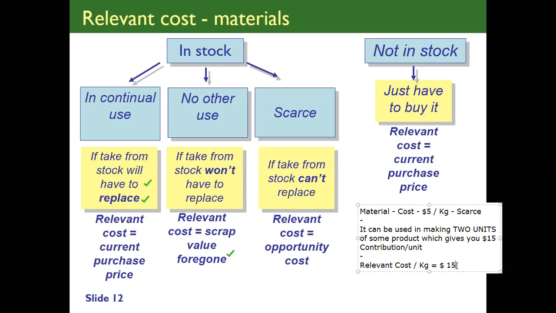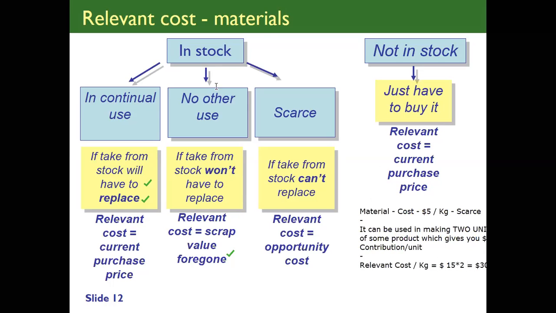Now my relevant cost will be 15 times 2, $30, because that one particular 1 kilogram, I can use it in making 2 units where each would give me 15. So that's 1 kilogram of unit. I would be asking $30 for that. So this is where you talk about the opportunity cost.